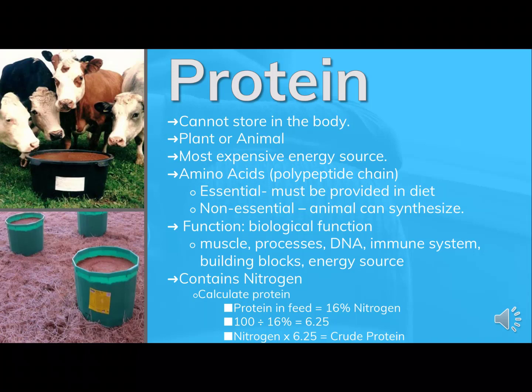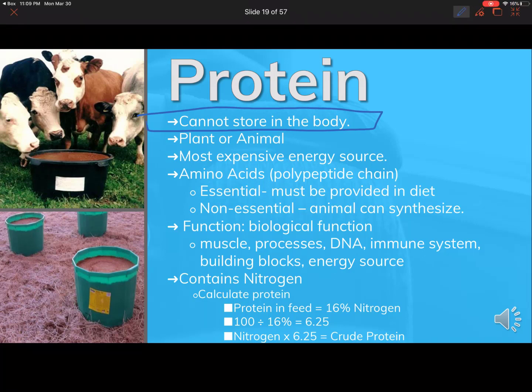Now, protein is one of the most expensive ingredients we have in livestock diets. Part of this is because you can't actually store protein in the body, so it has to be constantly supplied. It is a source of energy, but it's very expensive, so we don't often feed protein for energy. We just feed protein for protein in the body.